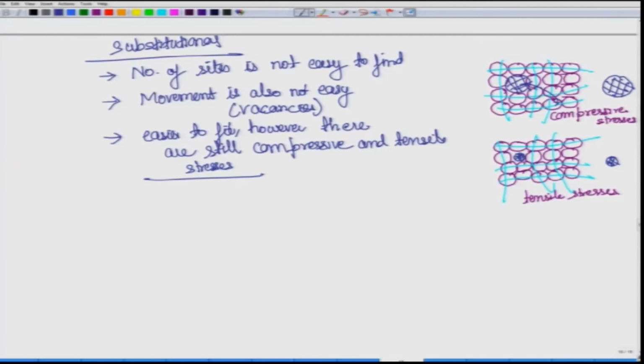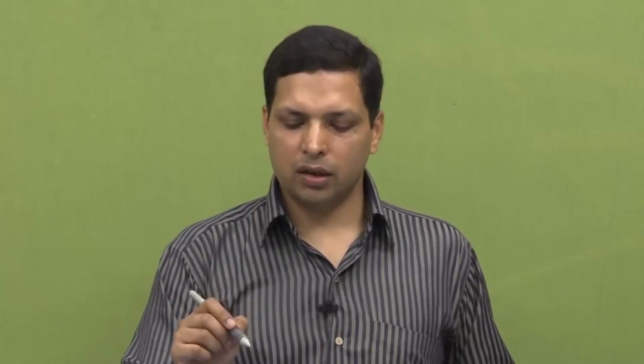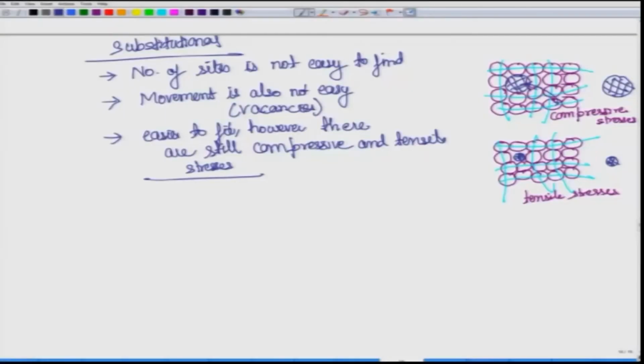On the other hand, the third factor, which is fitting. For interstitial, fitting is very problematic because we are talking about a very small volume or space inside the lattice. So, over there fitting is much more difficult, and there are very large strains. Over here fitting is not that big a problem, it is much easier to fit, however, it does not mean that it will not create stresses in the matrix. It will still create compressive stresses and tensile stresses depending on whether you are substituting with a larger atom or a smaller atom.